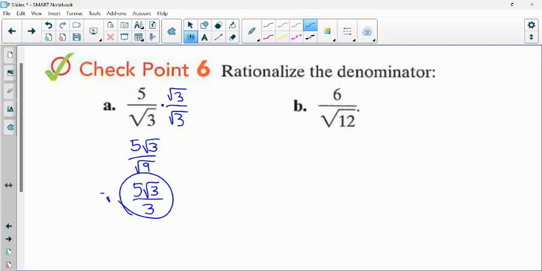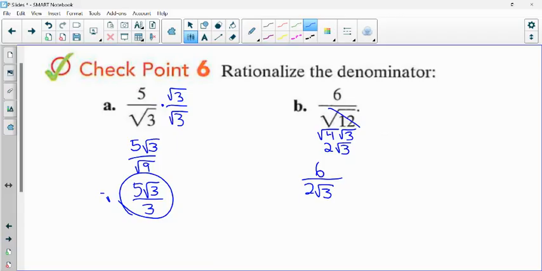Now for B, we have root 12. Is there a perfect square, or can we simplify root 12 before we go on? Is there a perfect square that divides into 12? Yeah. So if we can simplify, we're going to do that first. So I'm going to just rewrite root 12 as root 4 root 3, and then 2 root 3. So I end up with 6 over 2 root 3.